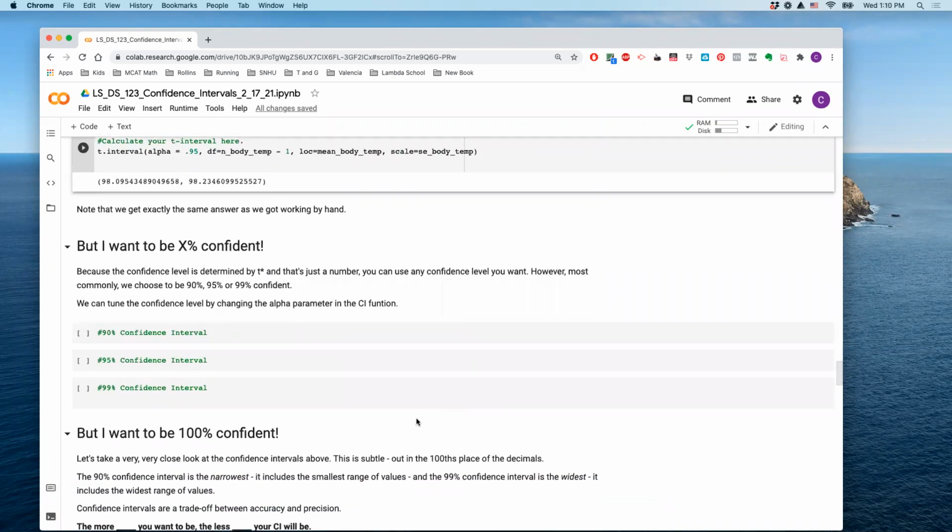So one question is, okay, well, what if I choose to be a different percent confident? Well, you can do that because T-star is just a number, and that is the number that controls the level of confidence. We said about 2 corresponds to 95% confidence. But if we wanted to be more confident, we would have to go out plus and minus more standard errors. And so we would have a bigger value of T-star. If we were willing to be less confident, we could go out plus and minus fewer standard errors, and our T-star would be a smaller number.